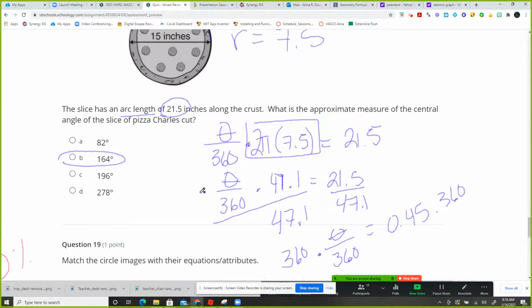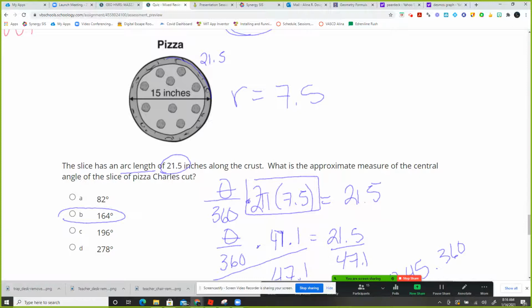The other way to do this, I suppose, is to do your equation that we started with and test all your answer choices. So put in the 82, put in the 164, put in the 196, and put in the 278, and then see which one works, right? So either way you want to do it, this math is kind of hard. I was very surprised that we had 100%. My guess is that you just substituted all your answer choices if that's what you did. Okay. Questions on that?